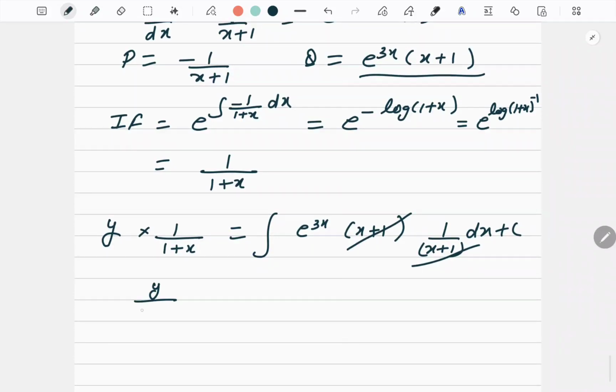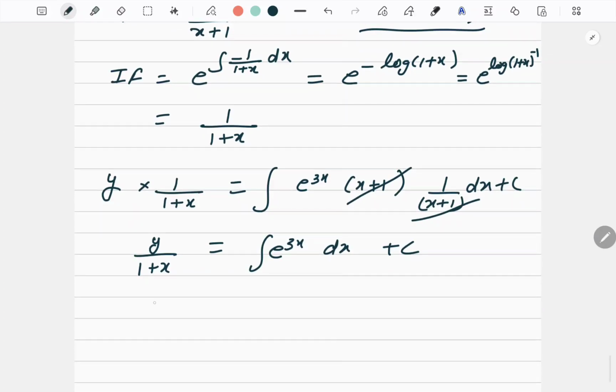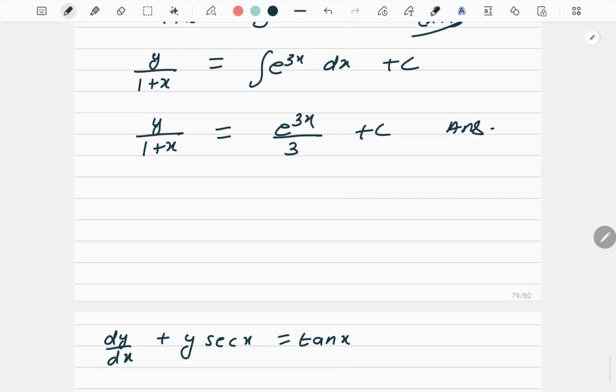So, this and this got cancelled. So, what is left? y upon 1 plus x is equal to integration of e to the power 3x dx plus c. Okay. So, y upon 1 plus x is equal to e to the power 3x upon 3 plus c, which is my answer. Simple. Now let's move to the next question.